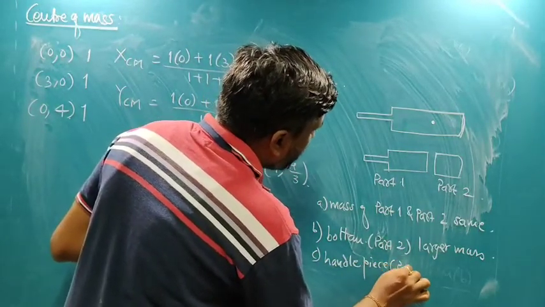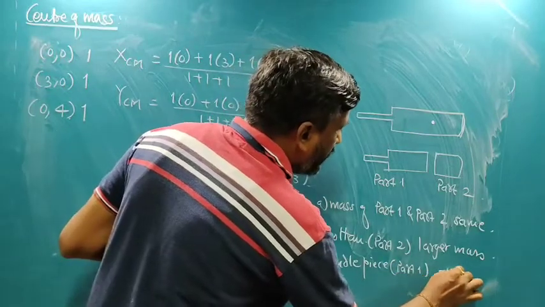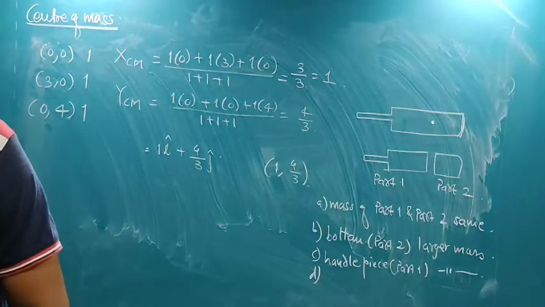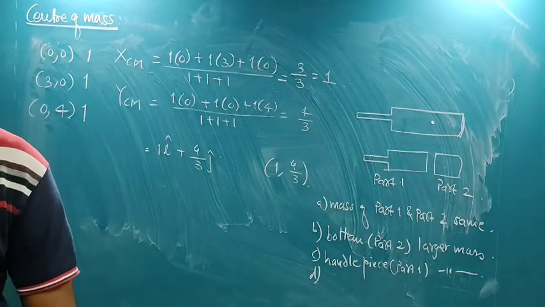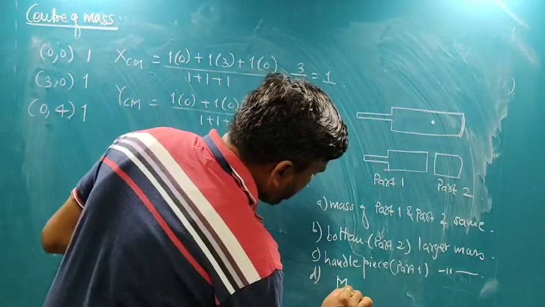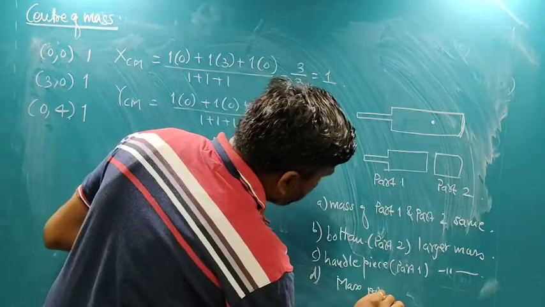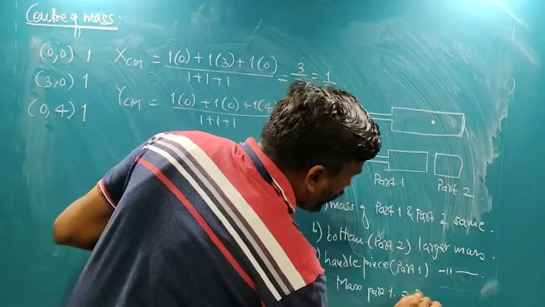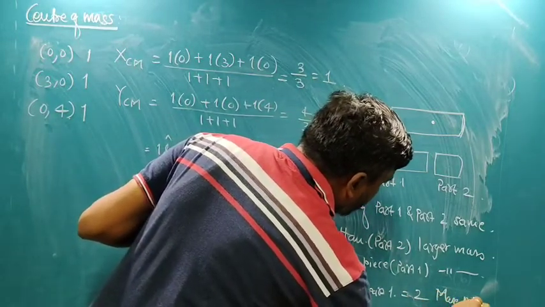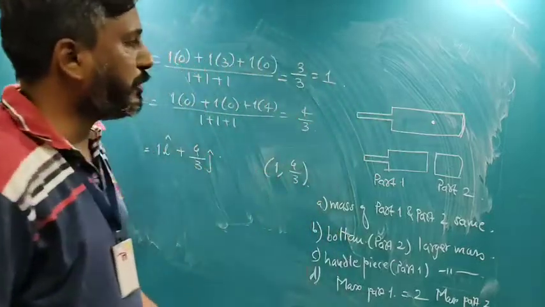Handle piece means part 1 has the larger mass. And the last option is that it is always totally different: the mass of the handle piece is double, which means the mass of part 1 is always double the mass of part 2. These are my four options.